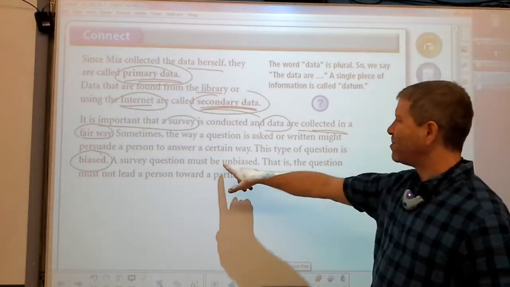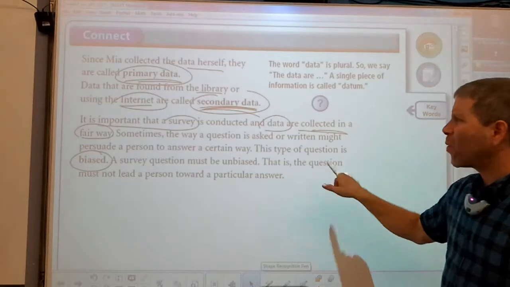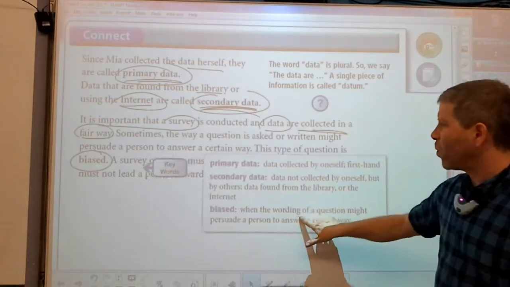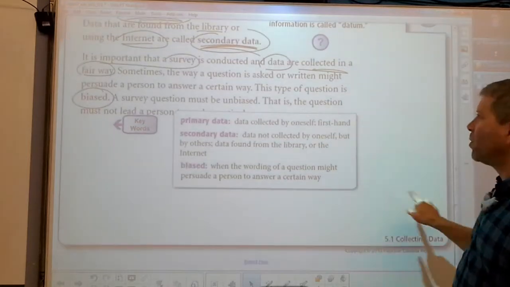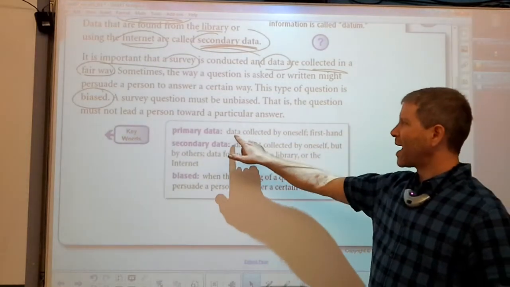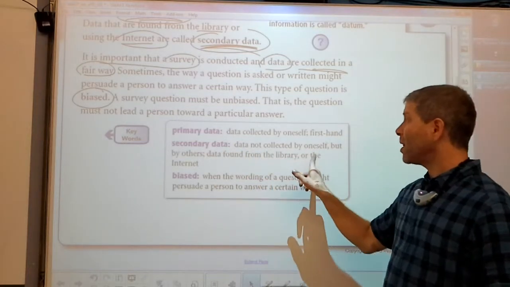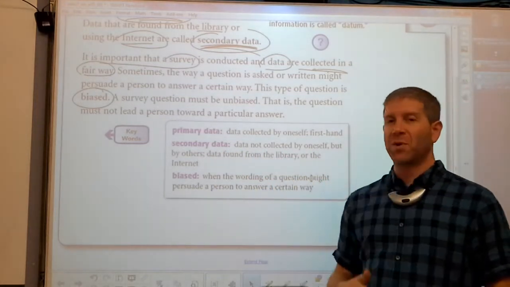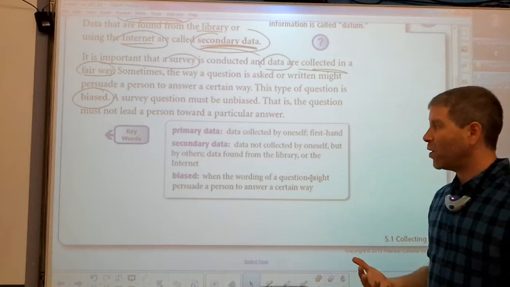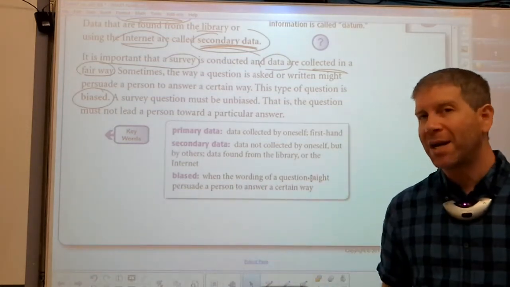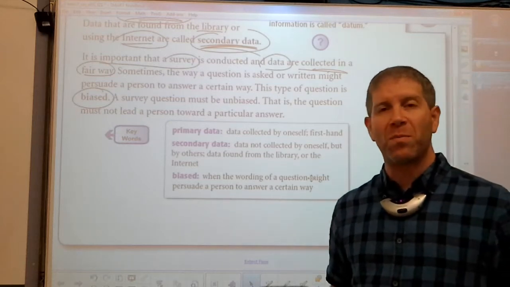The question has to be unbiased. That is, the question must not lead a person to a particular answer. So some important words here that you'll need to remember are primary data, which is data collected by yourself. Secondary data, data not collected by yourself, but by other people. So in the library, the internet, something that you read. And biased is when the wording of a question might persuade somebody to answer in a certain way. And you can see how that would be unfair.